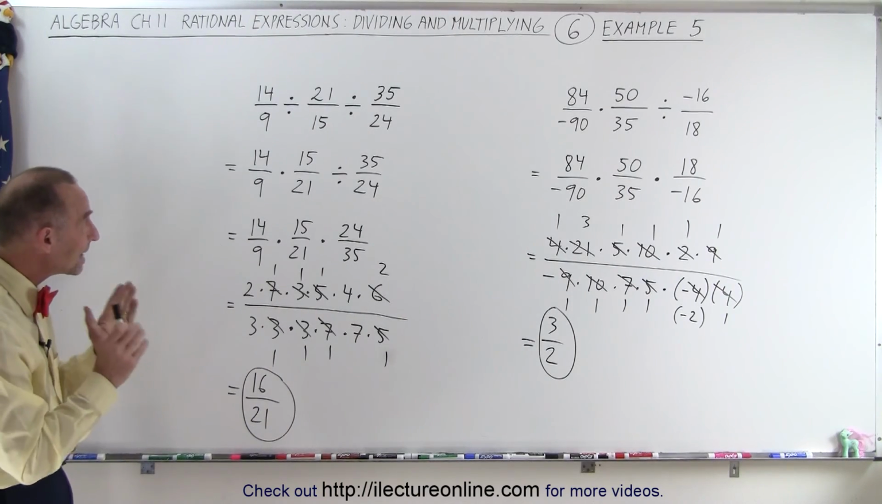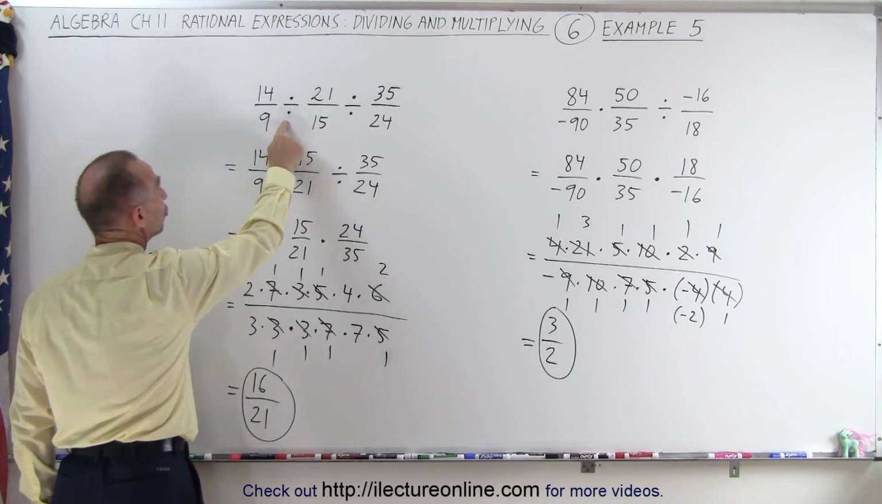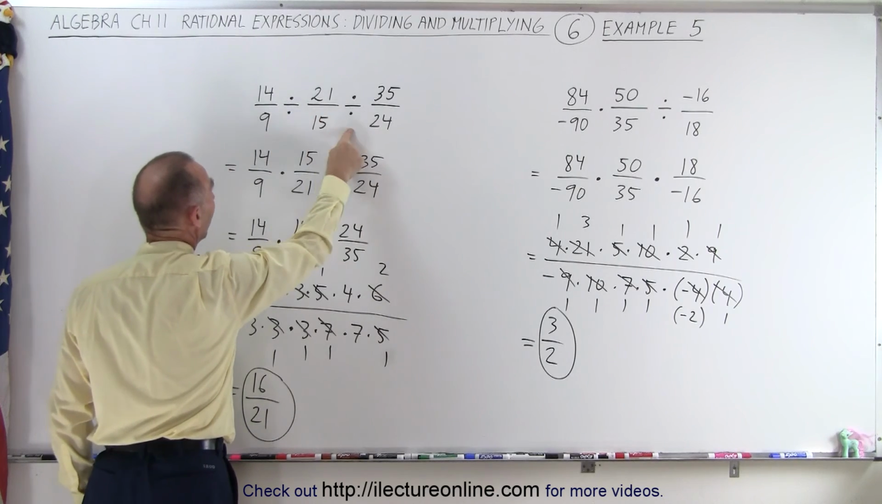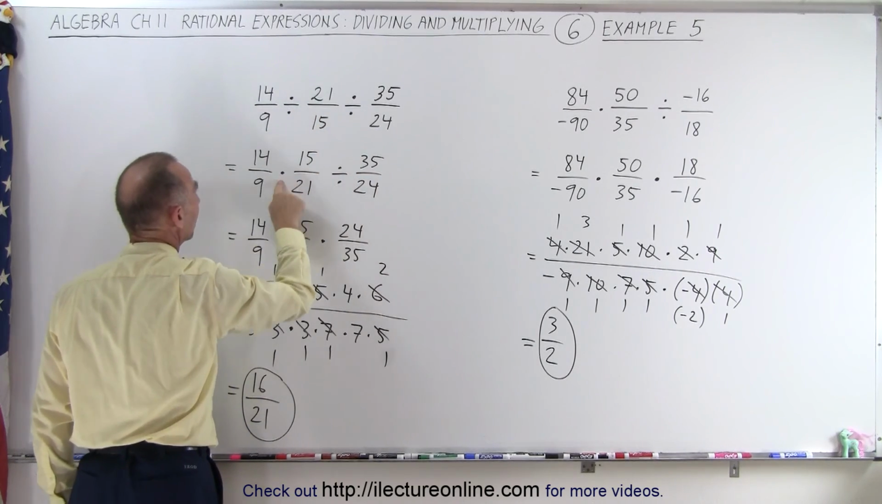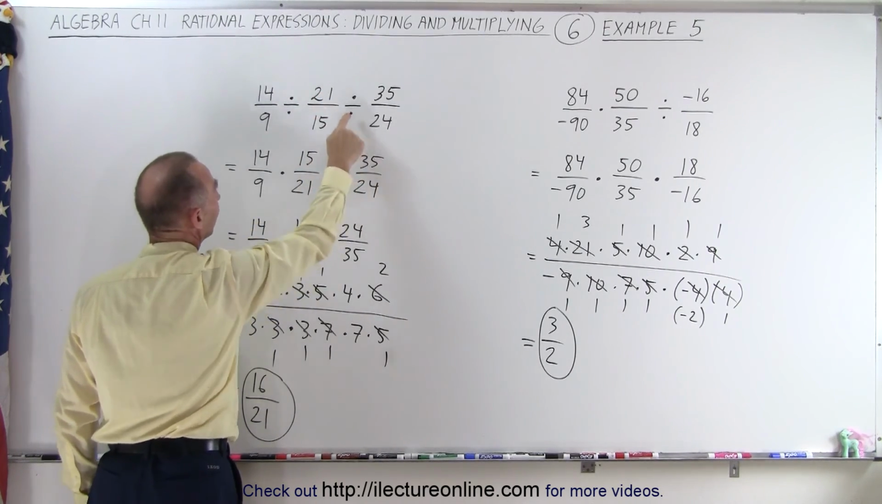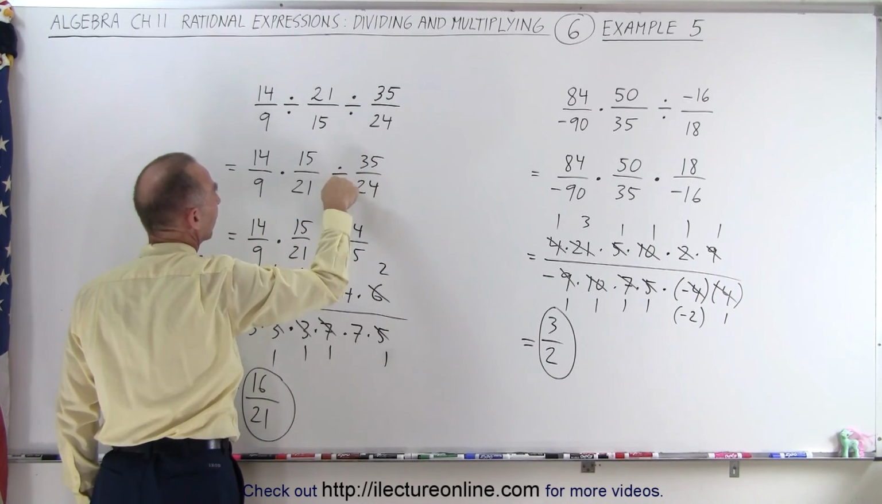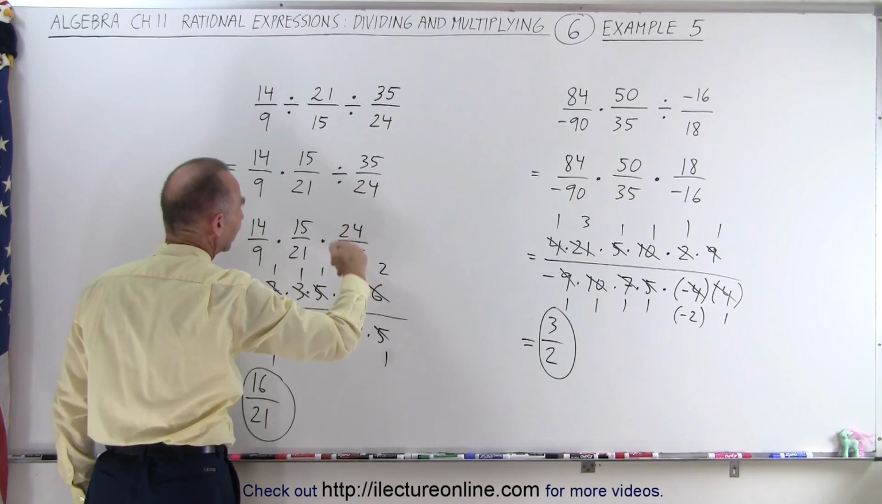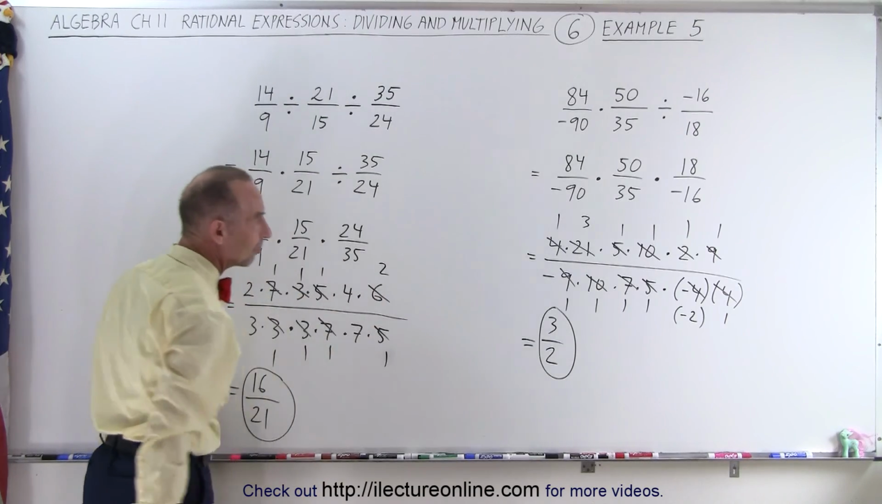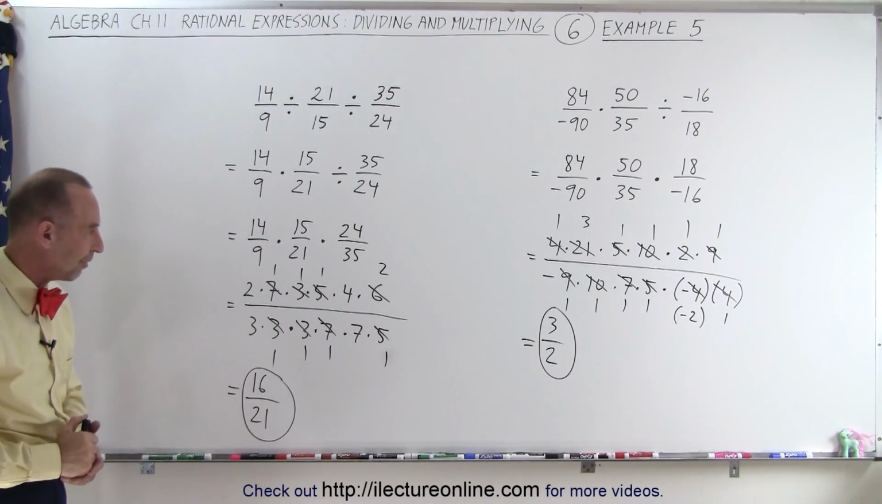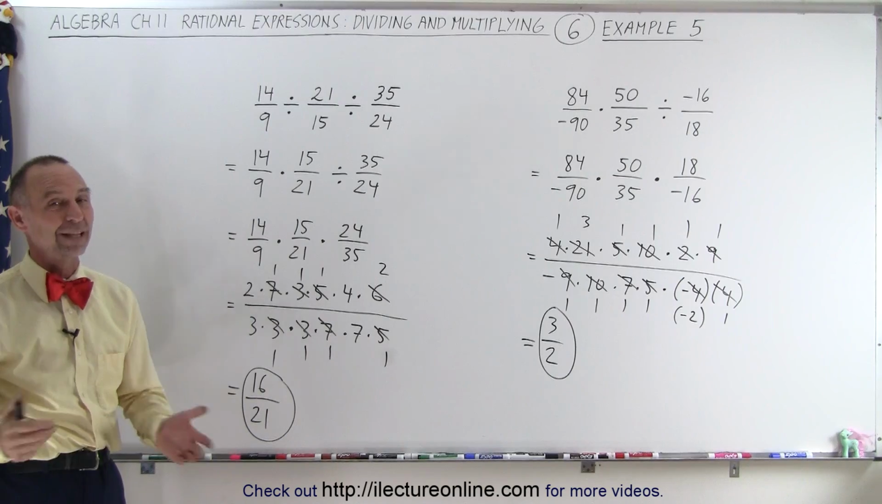So here the key is to go ahead and change this one at a time from left to right. So you change this from a division to multiplication by taking the inverse, and then you change this from a division to multiplication by taking the inverse, and then we act the same way as we did on the right and simplify as much as we can. And that's how it's done.